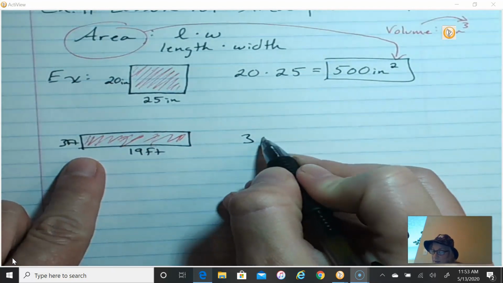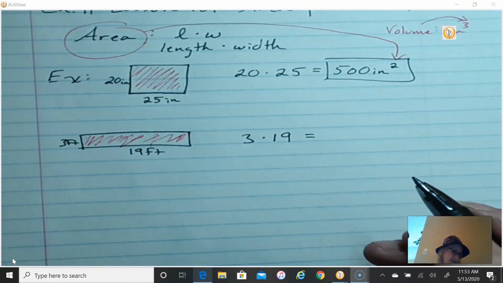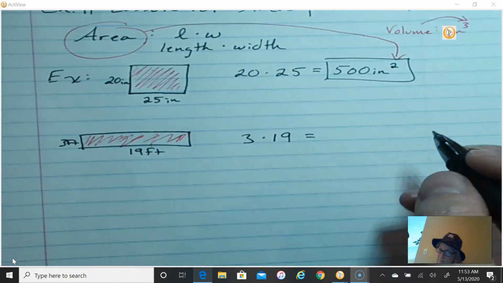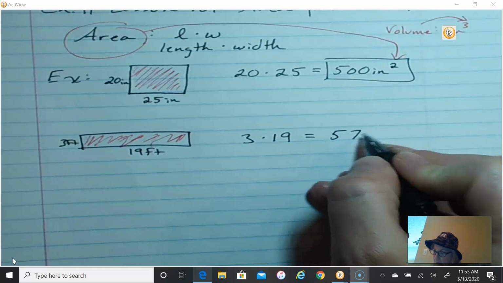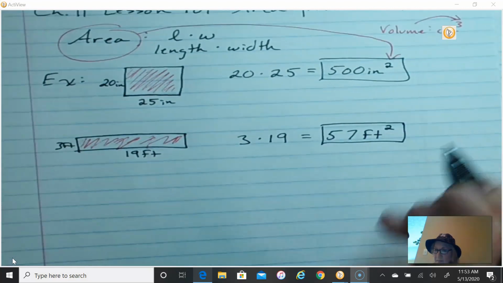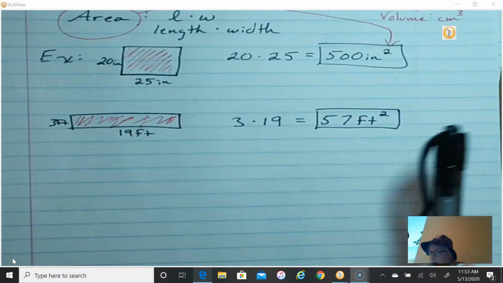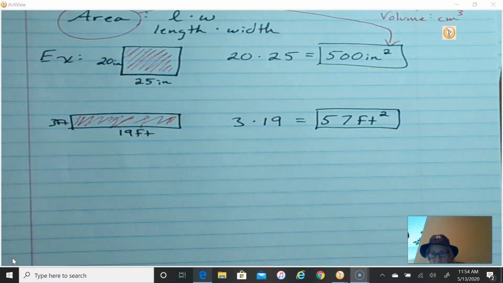So we're going to do 3 times 19, and 3 times 19 is 57. See, I already worked this out. 57 squared. I don't want to go too slow, but I don't want to go too fast. You guys can do the work on the side. Y'all know how to multiply. You are so smart.